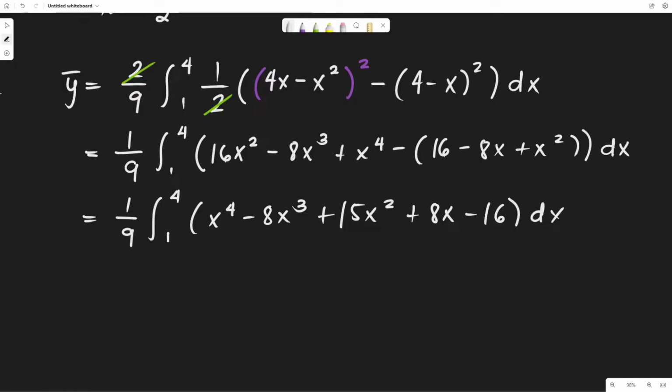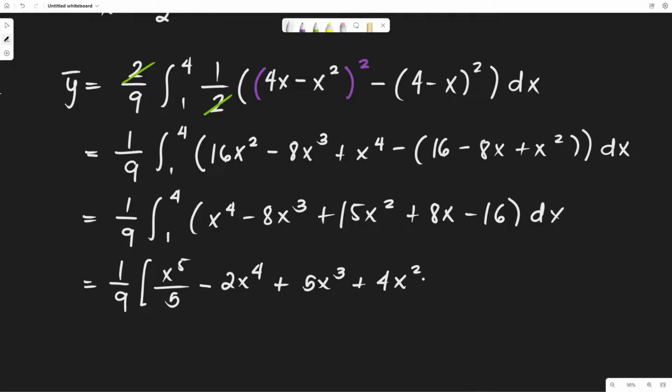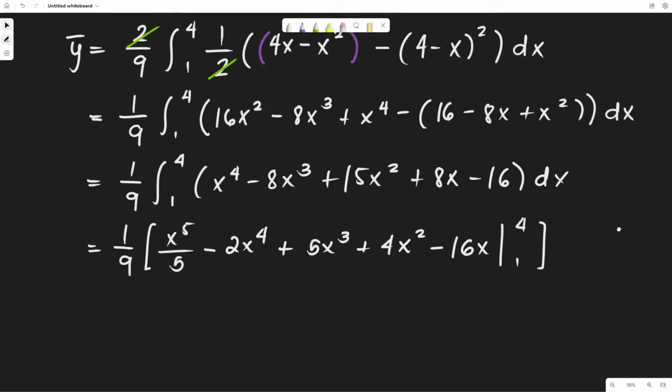Ayan. So therefore we have 1 over 9 x to the 5th over 5 minus 2x to the 4th, no? That is 8x to the 4th over 4. Then plus 5x cubed. That is 15x cubed over 3. Then plus 4x squared. So that is 8x squared over 2. Then minus 16x. Okay, evaluated from 1 to 4. So you can pause this video, no? Ayan, you try it on your own on the evaluation.